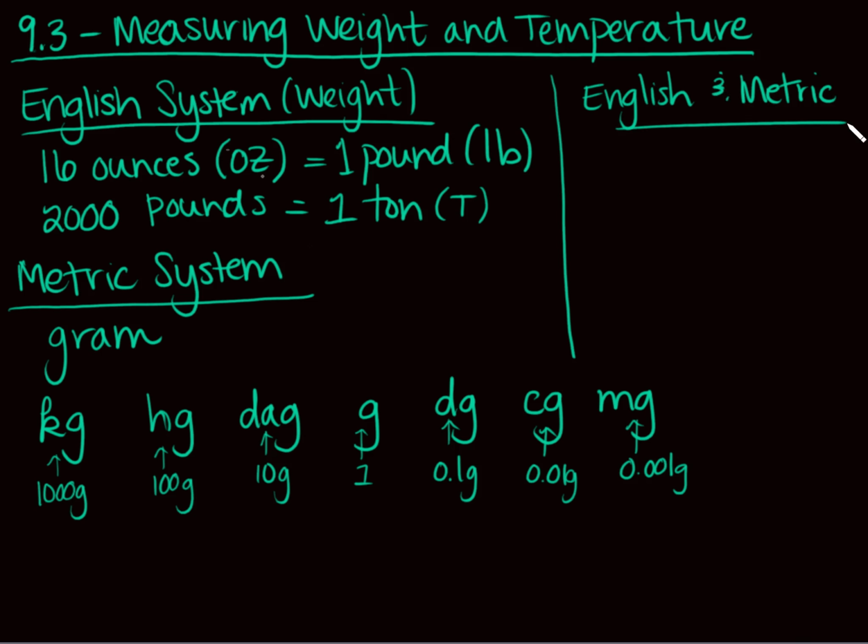I've probably used that before and not even known it. Some of our conversions between English and metric: 1 ounce is equal to 28 grams, and 1 pound is 0.45 kilograms. Those are all the conversions that we're going to need for weight.